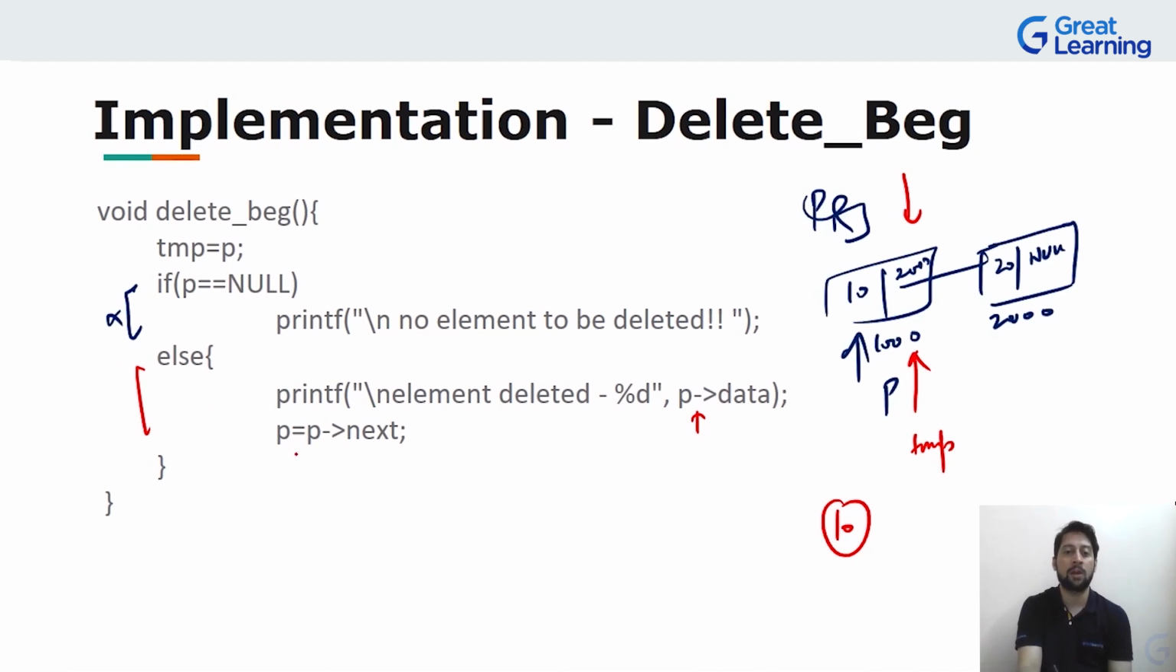And then what we are going to do, please store P's next in P. So P's next is 2000, so we are going to store it in P. That means this P is now pointing to this. Done. That's it. That's how you delete.